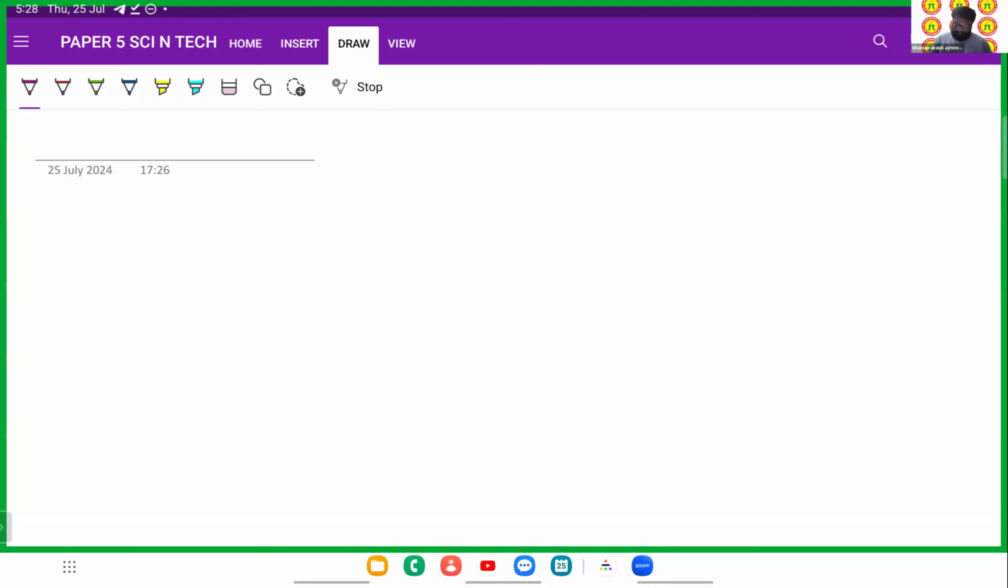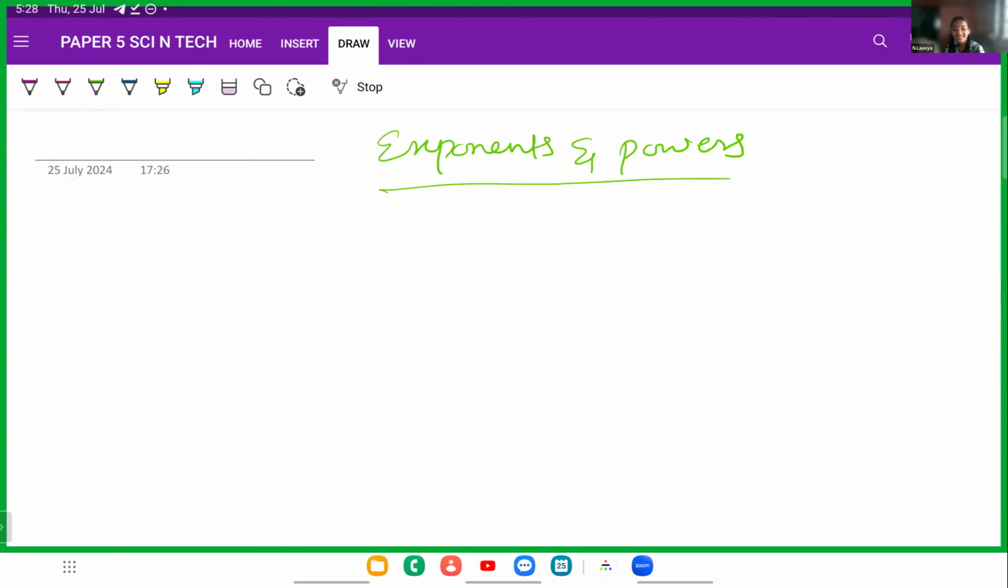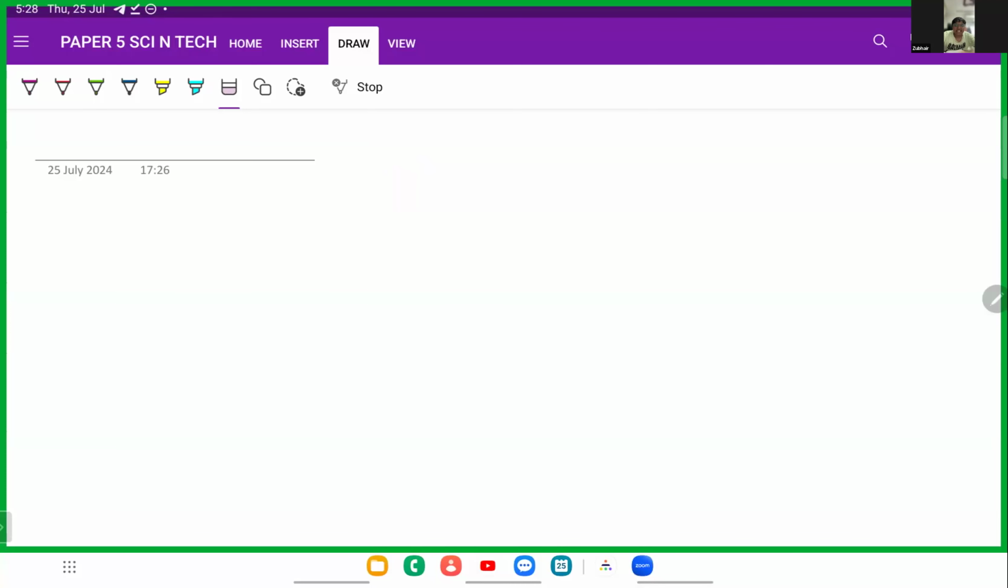So cubes and cube roots, right? Exponents and powers, sir. So you people are so attentive. So coming to exponents and powers, what all do you know about exponents and powers? What is exponent and what is power? Sir, I think it's the repeated multiplication of the same number, sir. Okay.